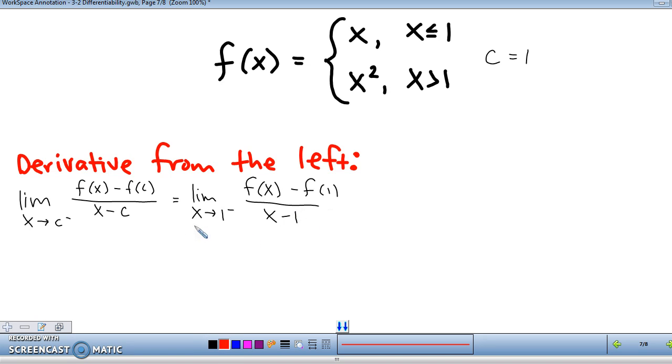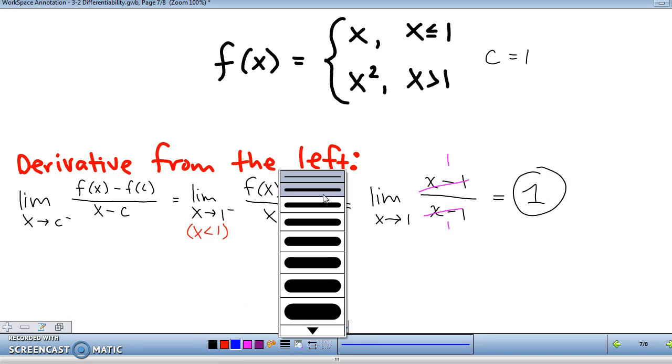Quick refresher: x is less than 1. That's what we should be thinking about when x is approaching 1 from the negative side. So we're talking about the first function, x. We get the limit as x approaches 1 of x minus, when we plug in 1 into x, we just get 1, over x minus 1. Then we can do this. That's 1 over 1, so the limit is just 1.